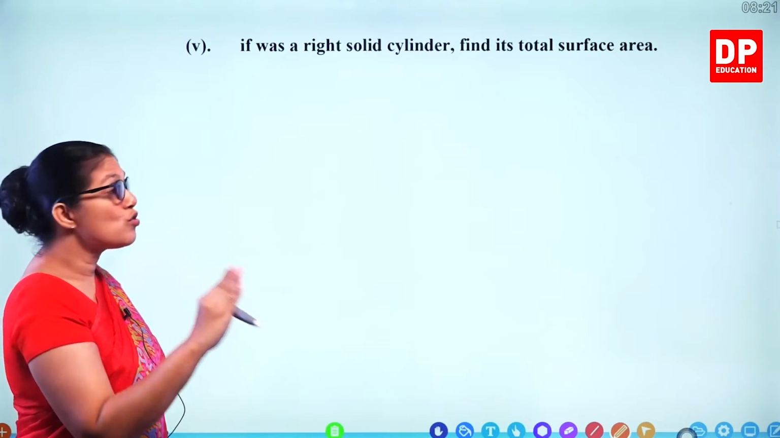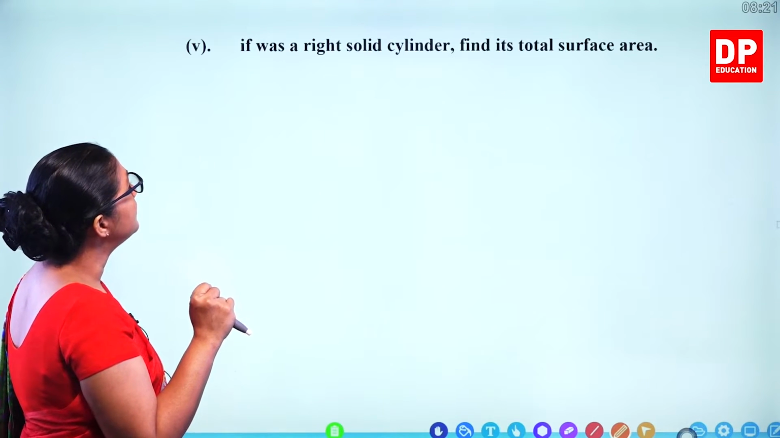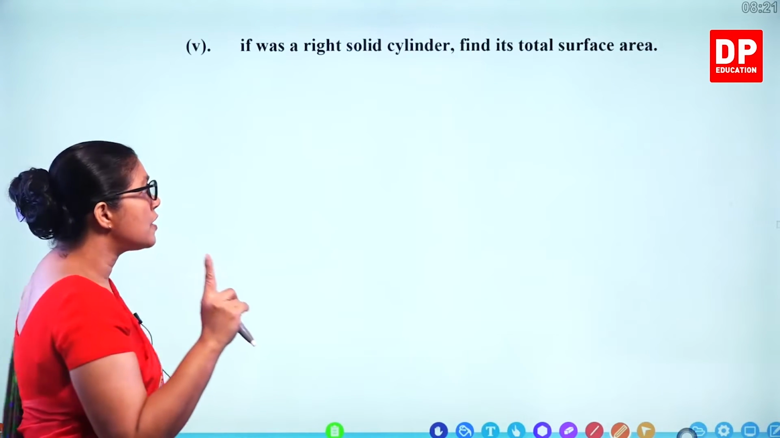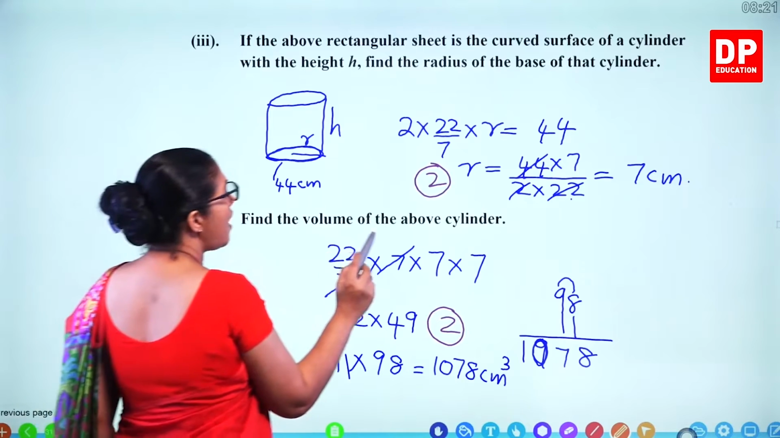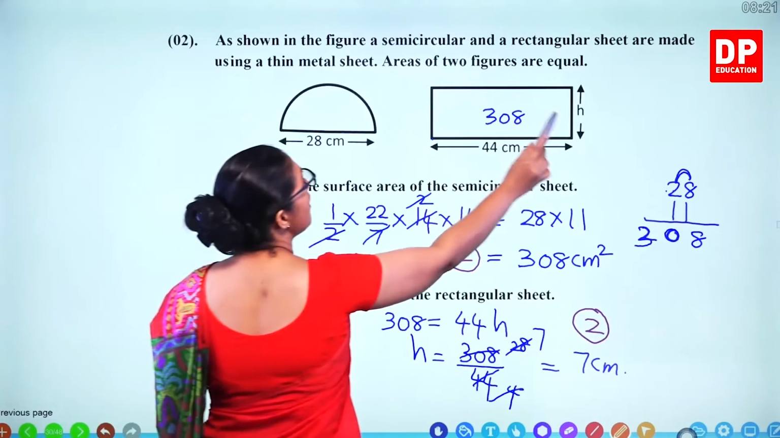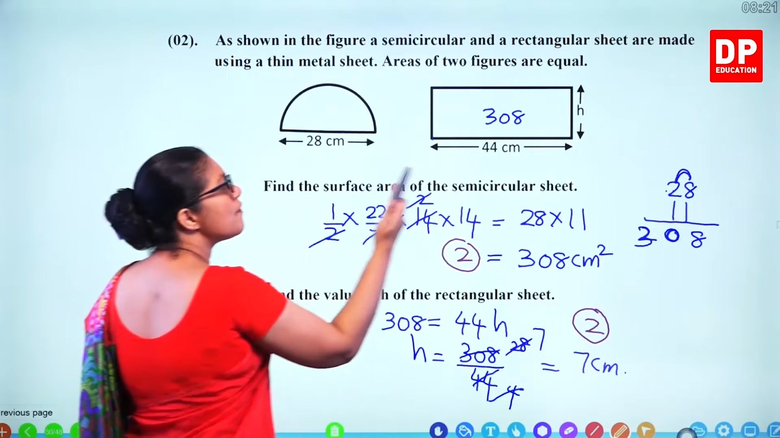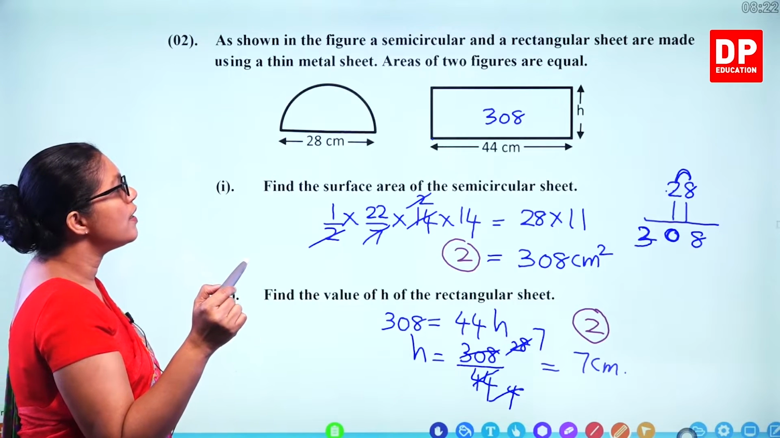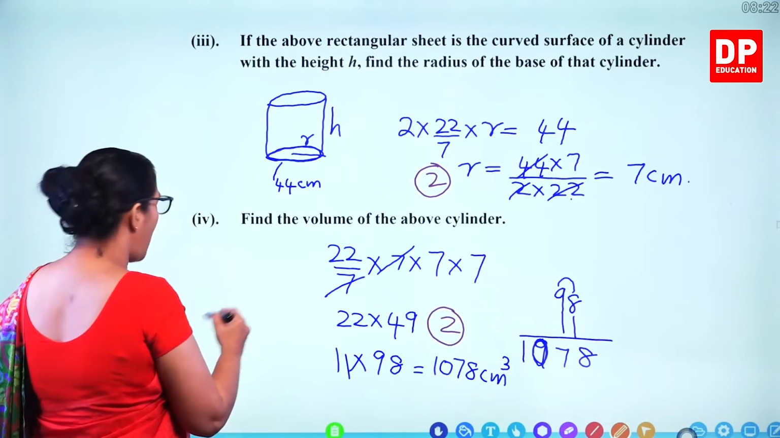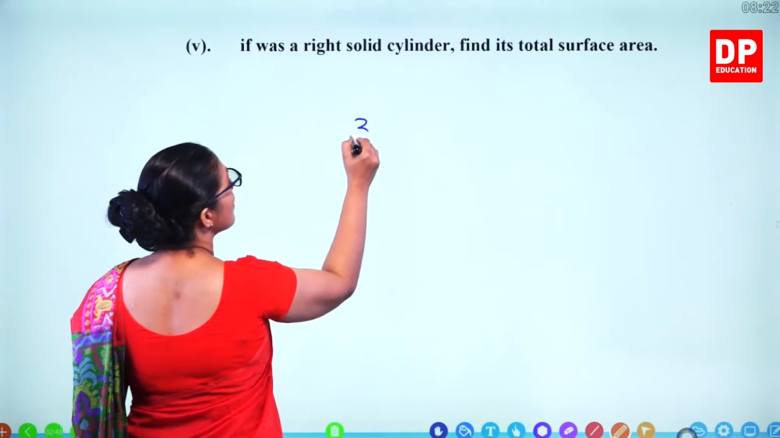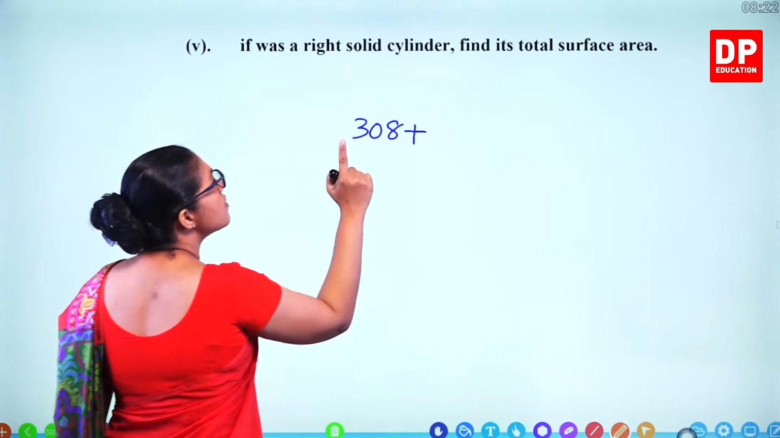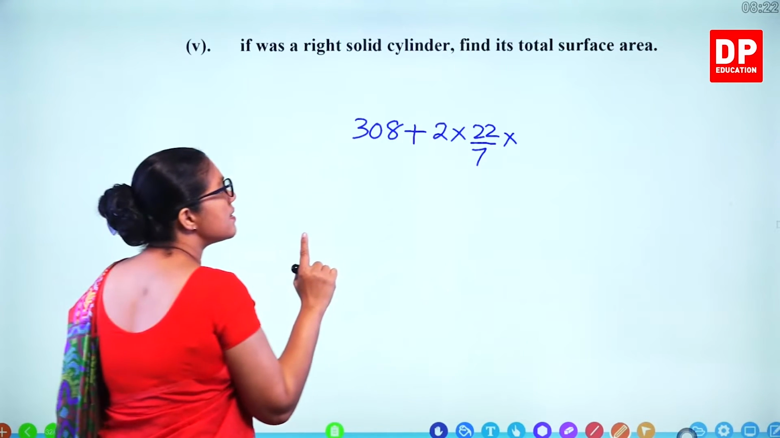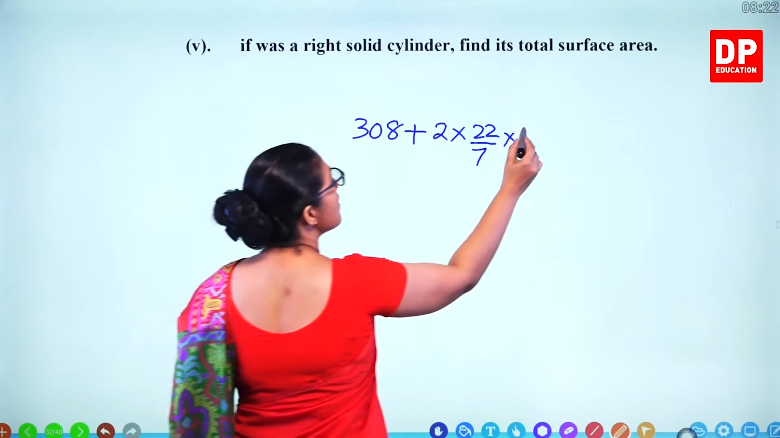So, you have to find out the total surface area of the cylinder. What is the curved surface area? Curved surface area becomes the area of this sheet, rectangular part. So, this becomes the curved surface. So, 308. So, only thing you have to find out is the area of the two circles. So, 308 plus 2 circles, 2 times pi, that's 22 over 7. The radius is 7, r squared, 7 and 7.